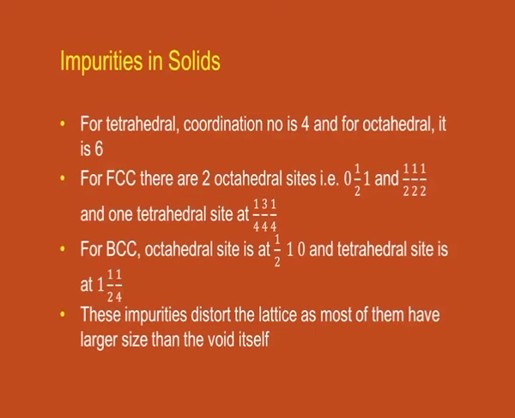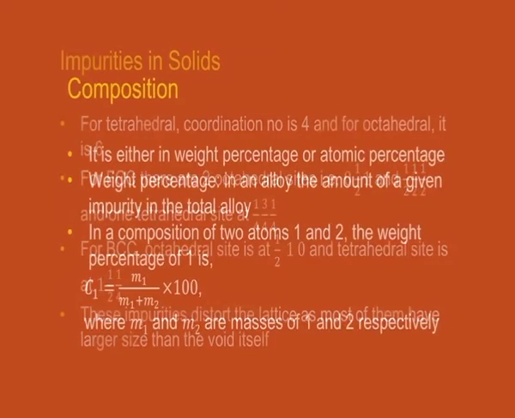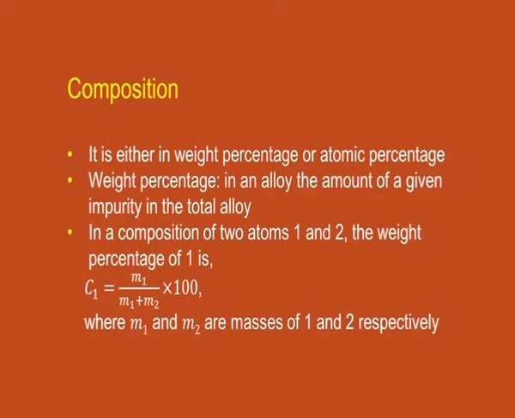Now, if we want to find out what the composition of the impurity in the lattice is, then we can find it out in two ways. One is by finding out the weight percentage, and the second one is by finding out the atomic percentage. Now, what is weight percentage? It is the amount of a given impurity present in the total alloy. If we represent that mathematically, then we can use the following formula.